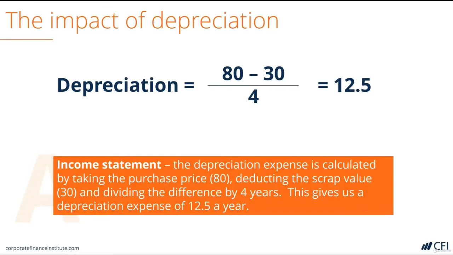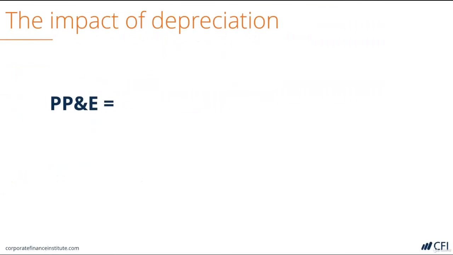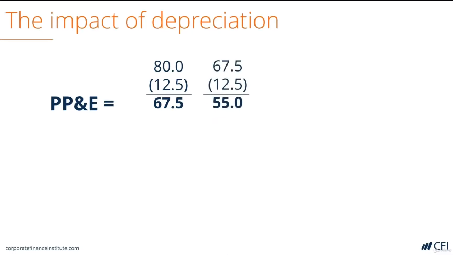But this is only half of the equation. Now let's take a look at what happens on the balance sheet. On the balance sheet, we have to record a property, plant, and equipment balance. In order to record the balance, we take the initial purchase price, reduce it by the depreciation expense, and we get the closing balance that will go on the balance sheet at the end of the first year. Then in the second year, we start where we left off the prior year. We again deduct depreciation expense of 12.5, and we get a closing balance in year 2 of 55.